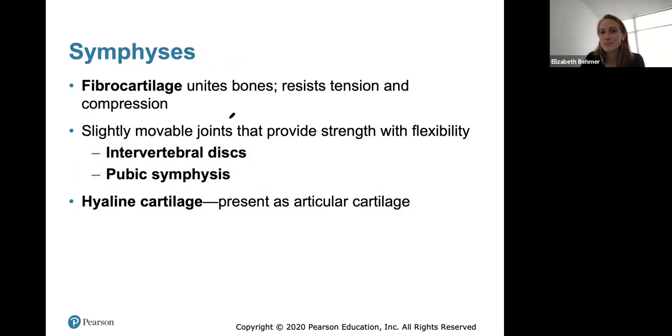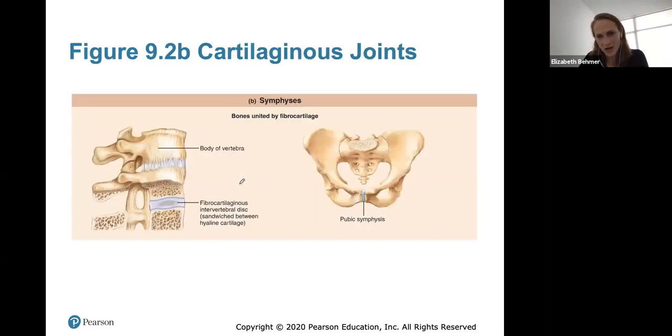In symphyses, fibrocartilage unites bones and resists tension. The fibrocartilage is found in intervertebral discs and the pubic symphysis. They're slightly movable, and hyaline cartilage is present as articular cartilage. So here are examples of symphyses, fibrocartilage, and the pubic symphysis as a cartilaginous joint. So they're made of cartilage.